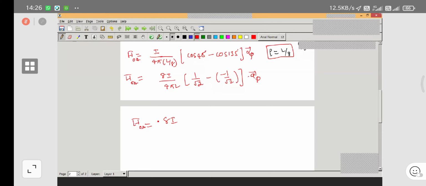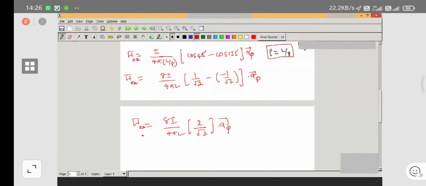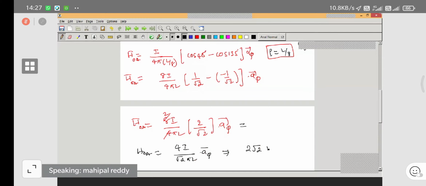And the final equation, final conclusion: H OA is equal to 4I by root 2 pi L in the direction of a phi. Again, rewriting, H OA is equal to 2 root 2 I by pi L, the unit vector of a phi. It's simple. This is H OA.